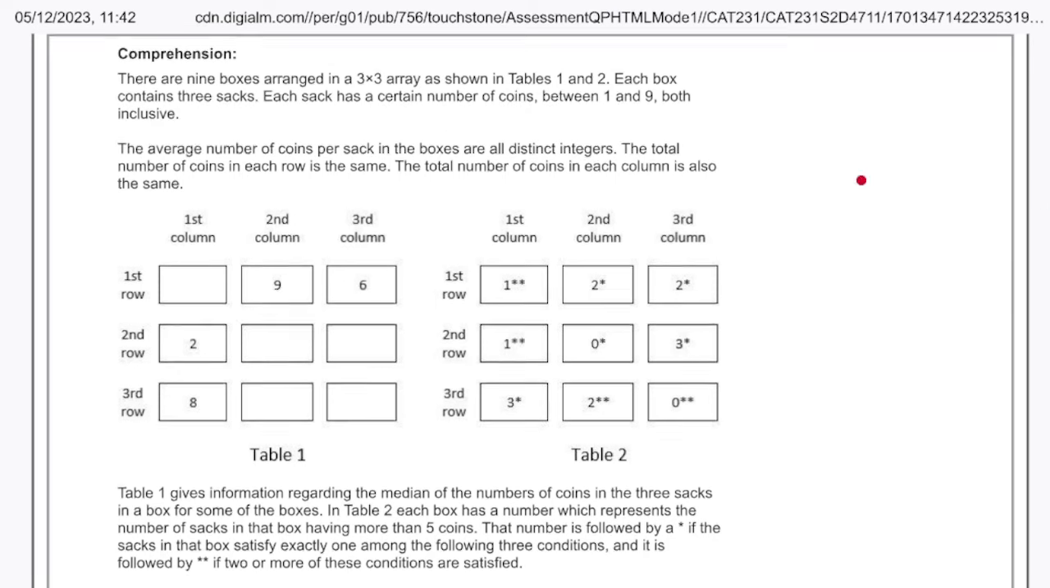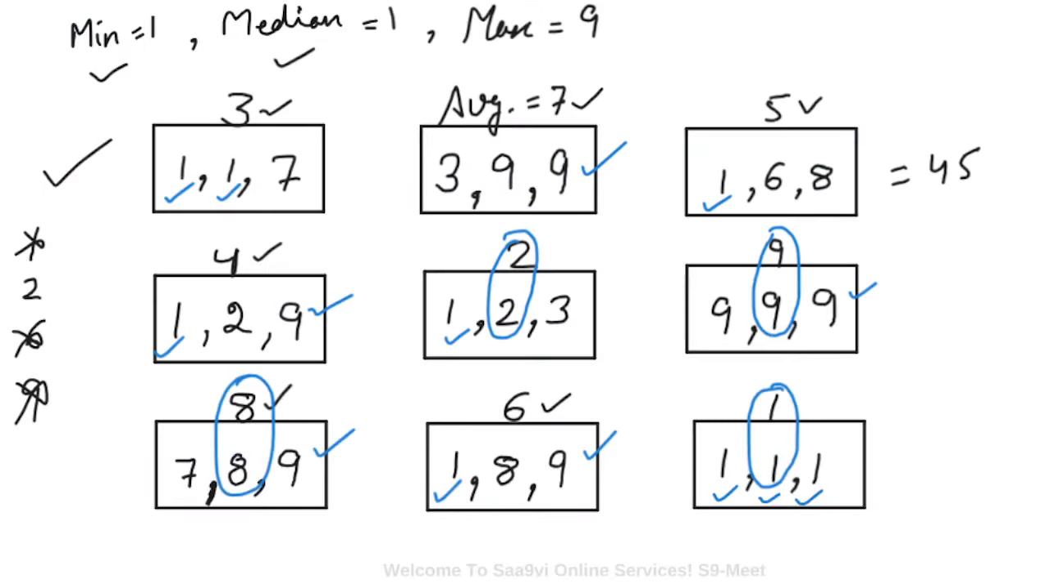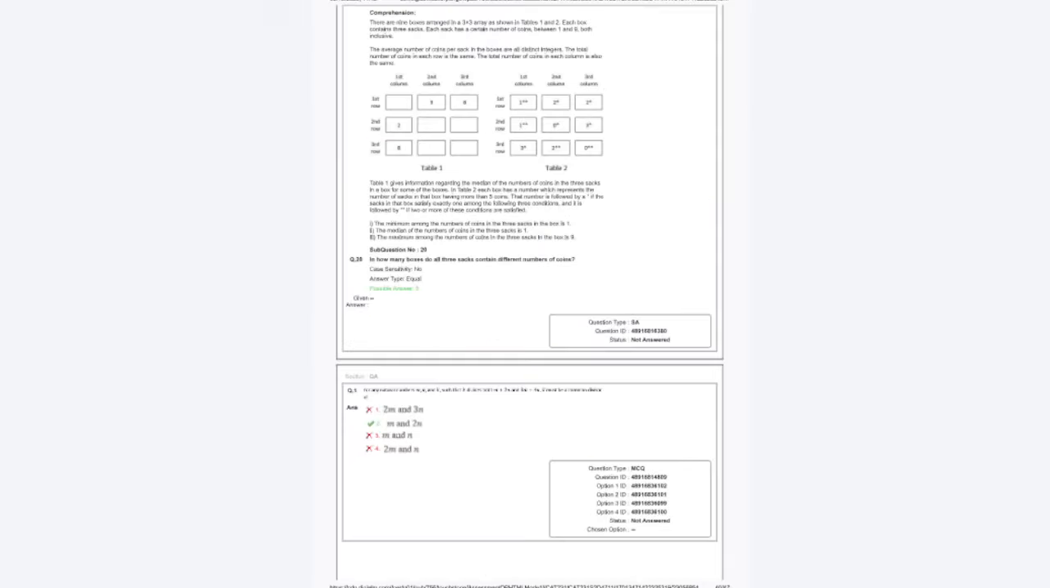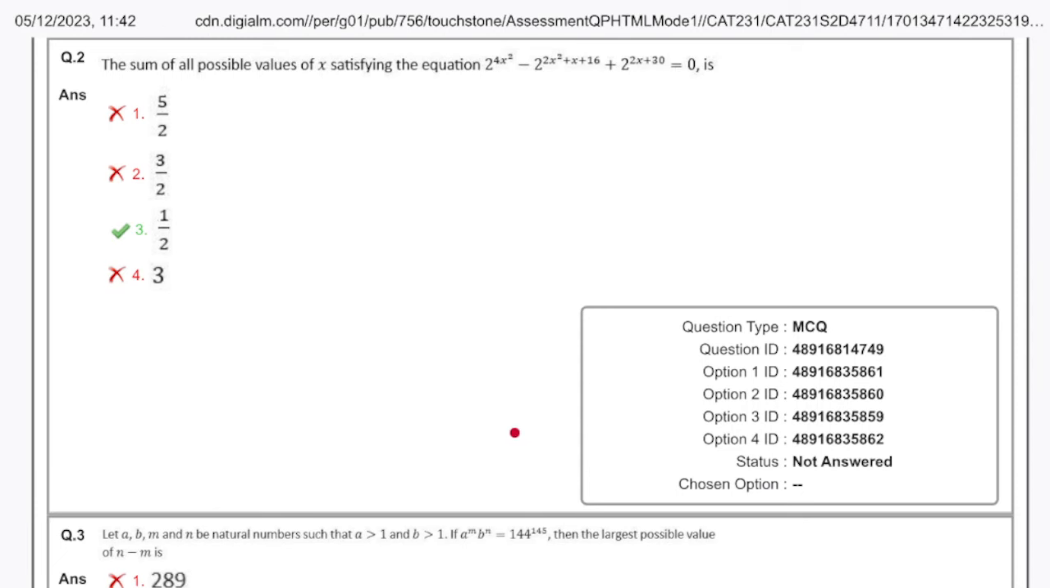I believe the last question of this puzzle: in how many boxes do all the 3 sacks contain a different number of coins? Now, different number of coins, when I say, this is not the one, this is not the one, this is the first one, second, third, 4, 5. There are 5 boxes which have all different numbers. That is the answer. After this, the quant starts.